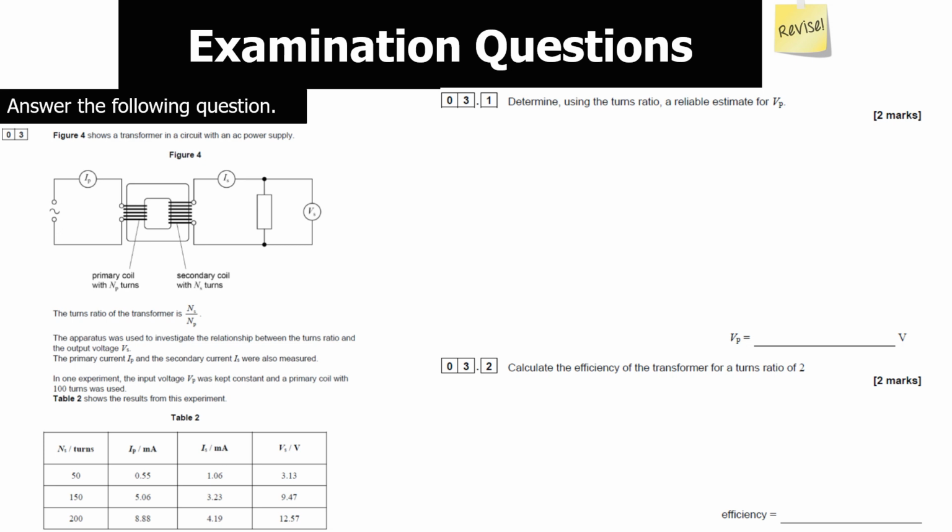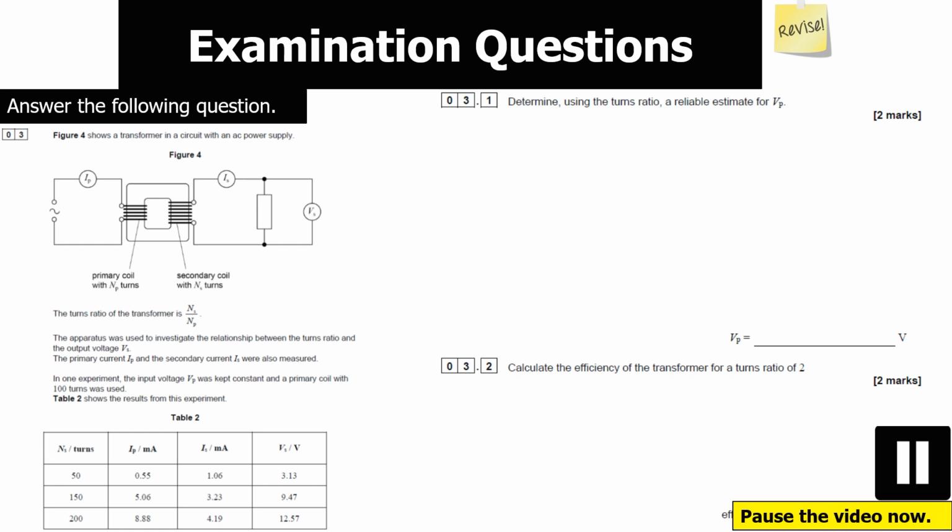So determine, using the turns ratio, a reliable estimate for Vp, and then calculate the efficiency of the transformer for a turns ratio of 2. So pause the video now, then unpause the video when you want to go through your answer.